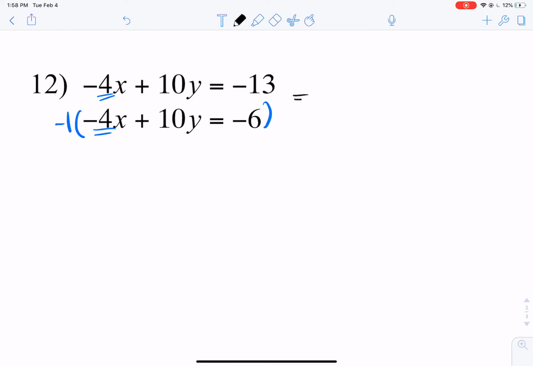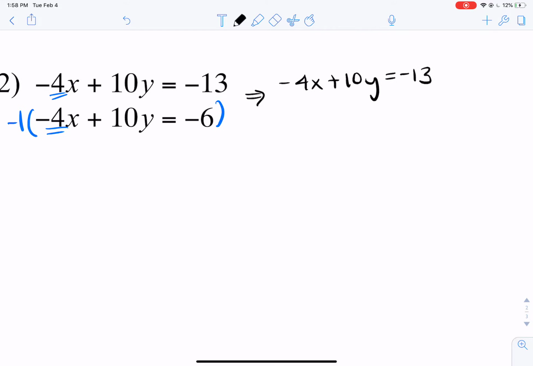So the top is going to stay the same. Negative 4x plus 10y is equal to negative 13. And we're going to have positive 4x minus 10y is equal to positive 6. I hope you're seeing what I'm seeing. When I add the x's, negative 4 plus a positive 4, that's equal to 0. A positive 10 plus a negative 10, that's also equal to 0.